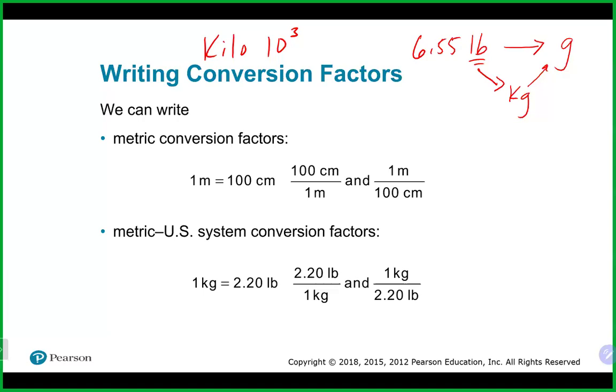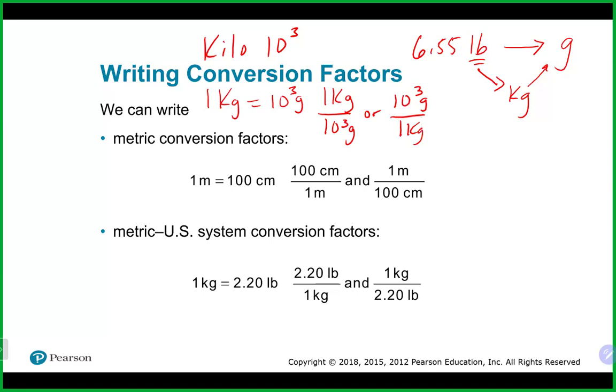We can figure out our other equality from kilo. So again, that is 1 kilogram equals 10 to the 3 grams. That is the equality we get from kilo. That is also going to give us two possible conversion factors: 1 kilogram over 10 to the 3 grams, or we could flip it around, 10 to the 3 grams over 1 kilogram.